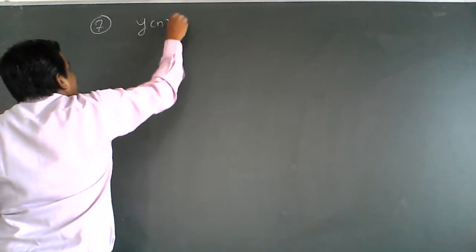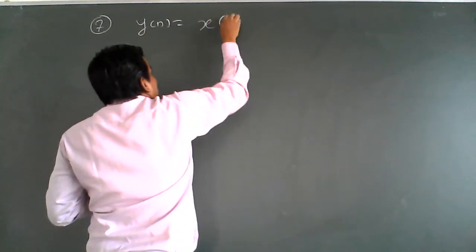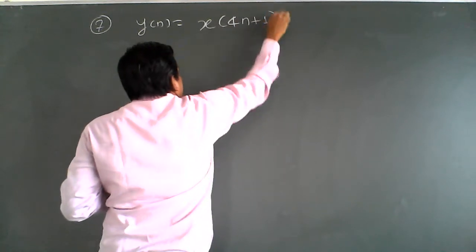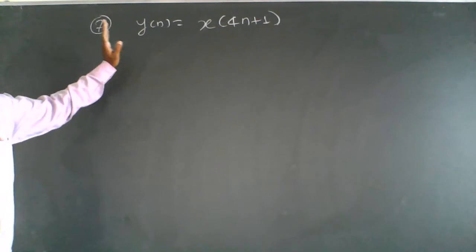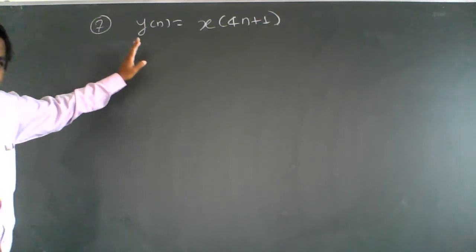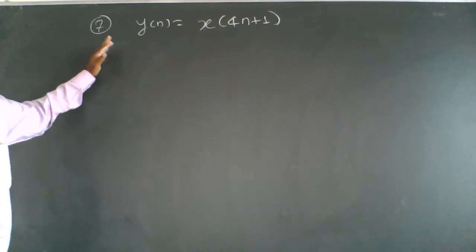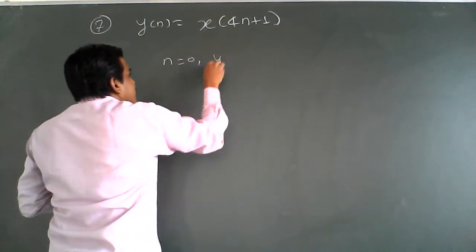So problem number 7, y of n is nothing but x of 4n plus 1. Now we have to check whether the system is causal or not, or whether it has memory or it is a memoryless system. So consider the output at n equal to 0. So put n equal to 0, we will get y of 0.